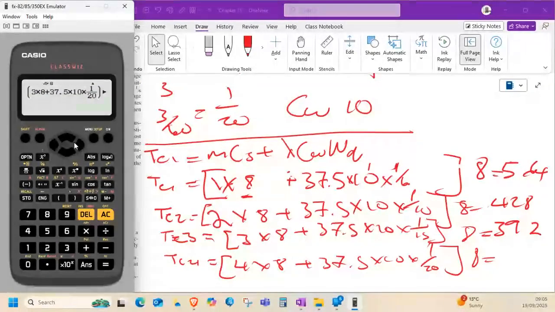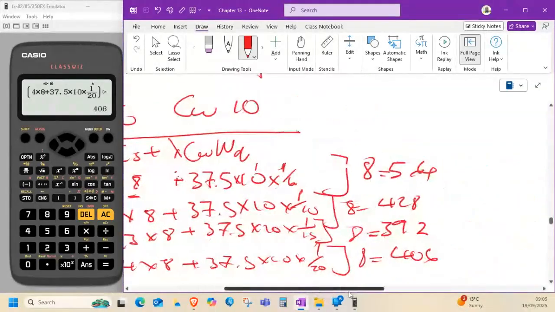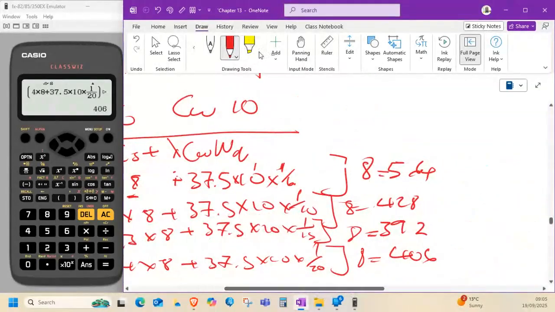Then the last one is 20. Now there are 4. Then the last one is 406. Look at the cost. Which one is less? It's this one.